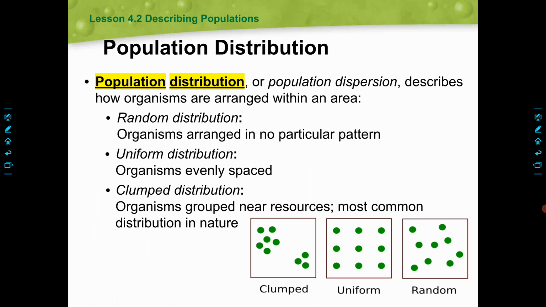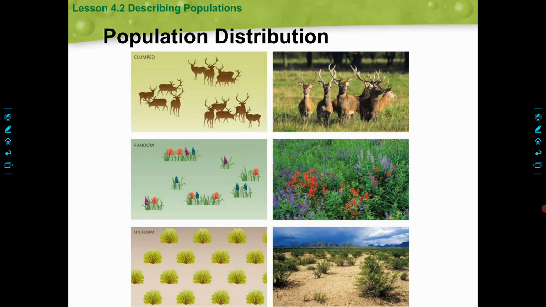So how the population is spread out, we can see here. Here's a good example of clumped. Clumped tends to be herd animals. Why do herd animals clump together? Protection. There's safety in numbers.